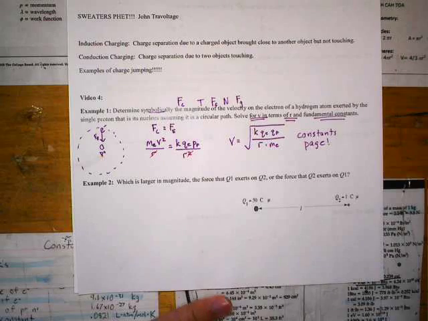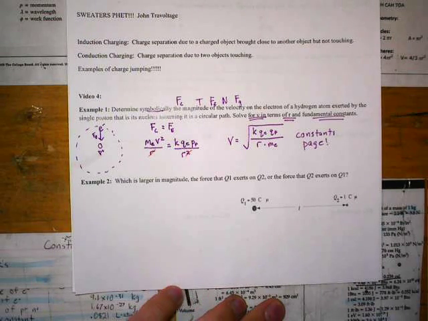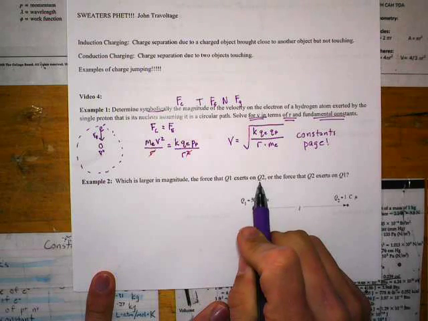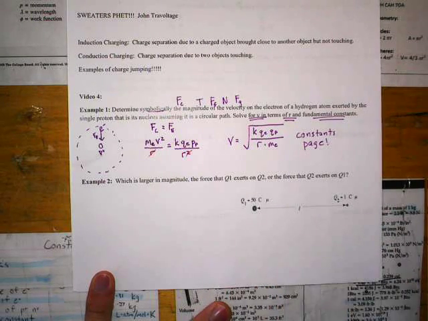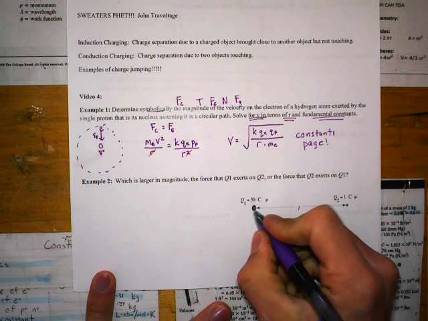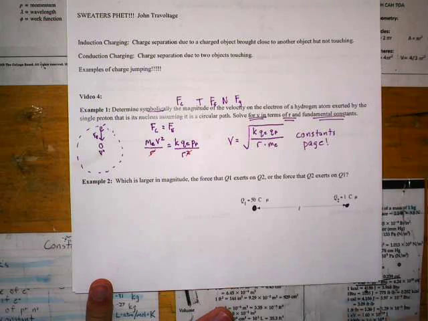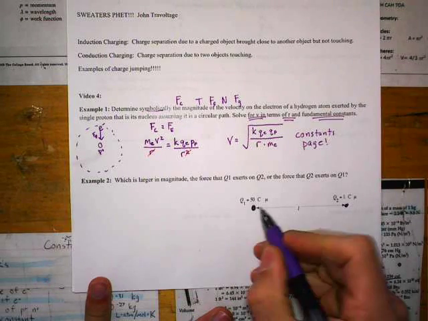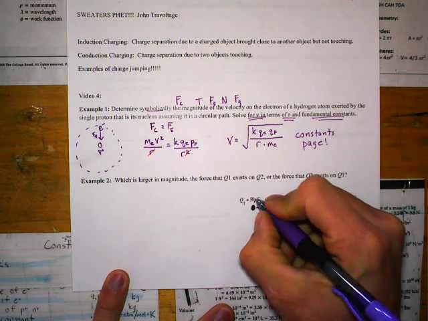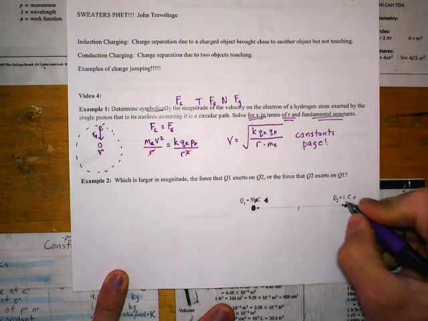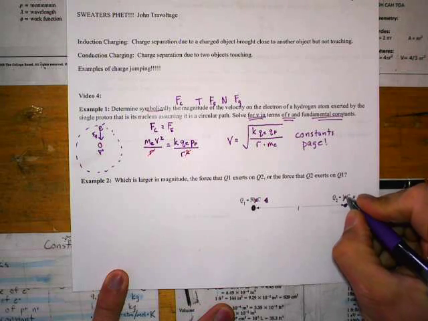Okay, let's look at this one. This is huge. This will be tested in multiple places in this class. What is larger in amplitude? The force that Q1 exerts on Q2 or the force that Q2 exerts on Q1? So what we've got are these charges sitting out in space, and they've got some distance radius. This one is 50 microcoulombs. The micro printed out in the wrong spot. This one is 1 microcoulomb.